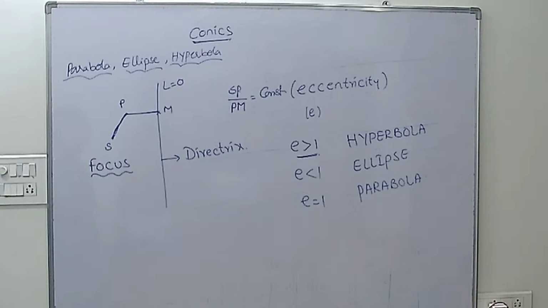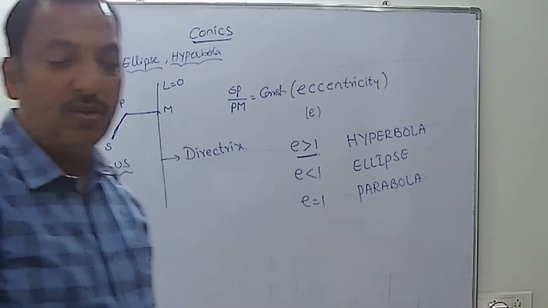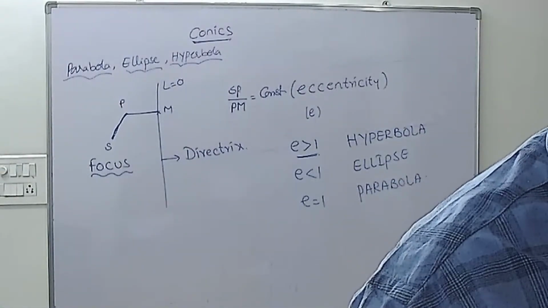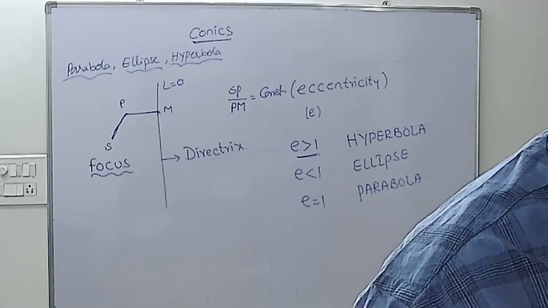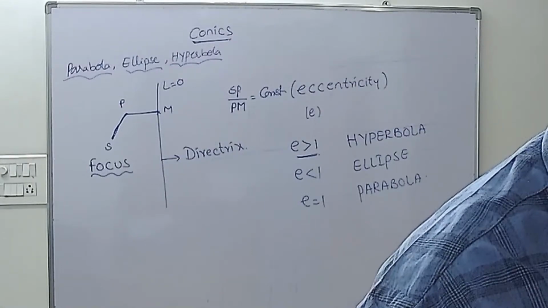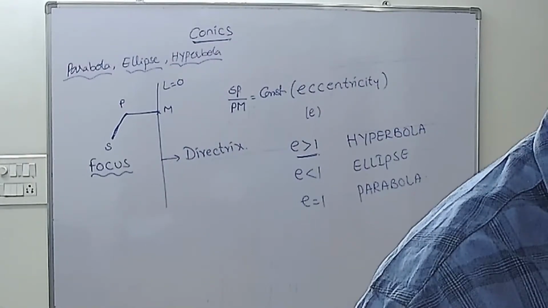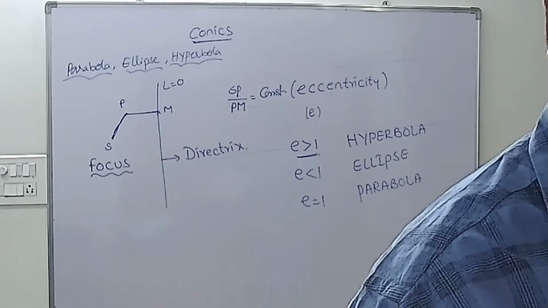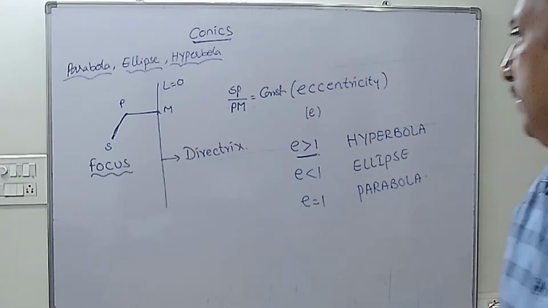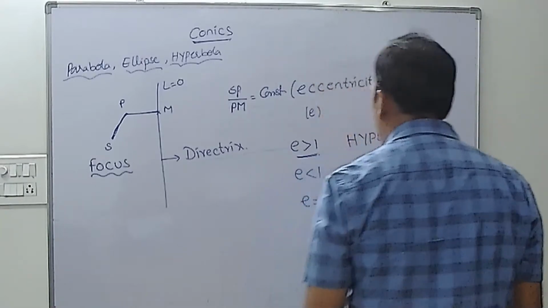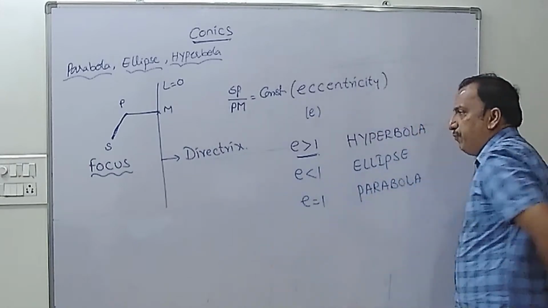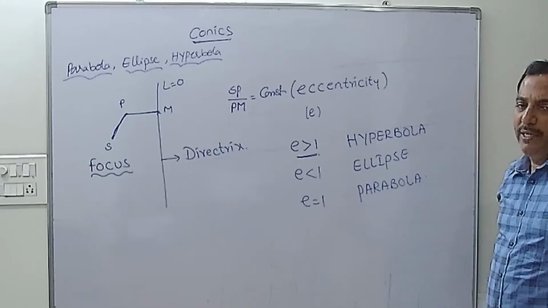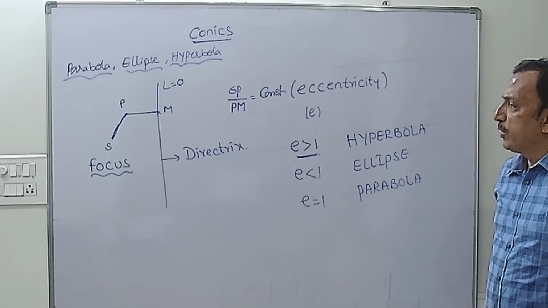Is called a conic. The fixed point is called the focus of the conic.